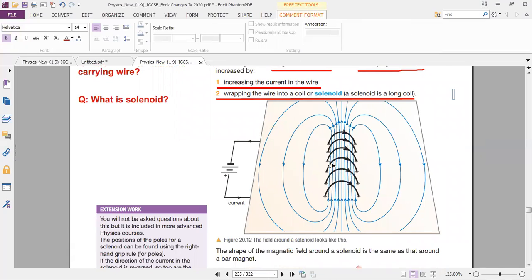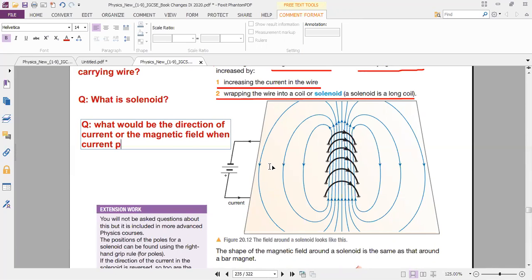Now, what happens when current flows through a solenoid? Look at this. What would be the direction of current or the magnetic field when current passes through a coil?